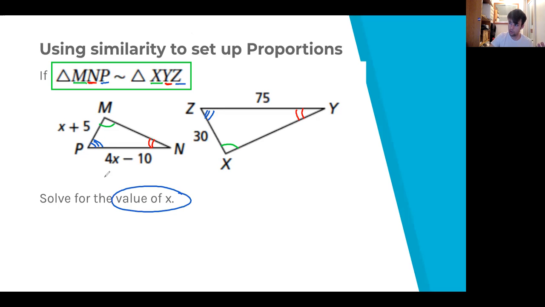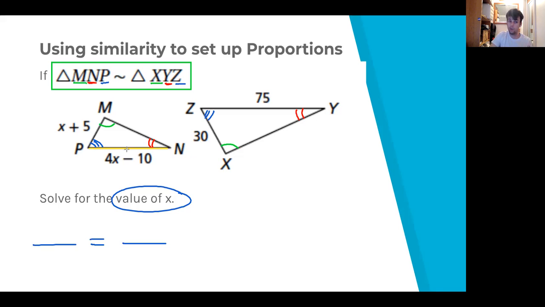Since we know these triangles are similar, what we know about the sides is that the sides are proportional to one another. We need to set up a proportion. So let us try to set up a proportion. Remember, a proportion is two equal ratios. Okay. Since we're solving for x, we know we want to have x involved in this. So let's just say this right here.